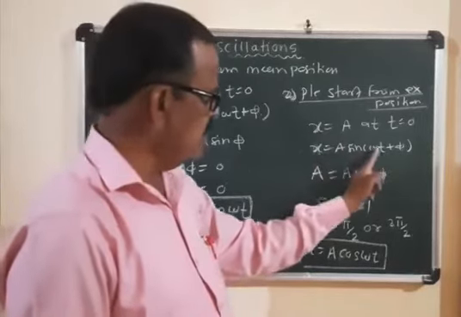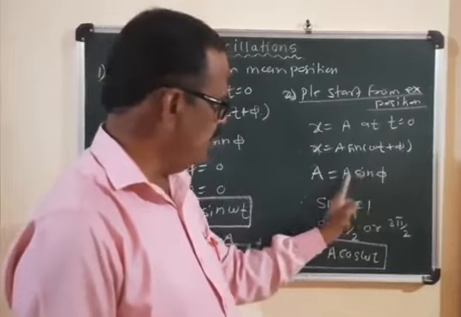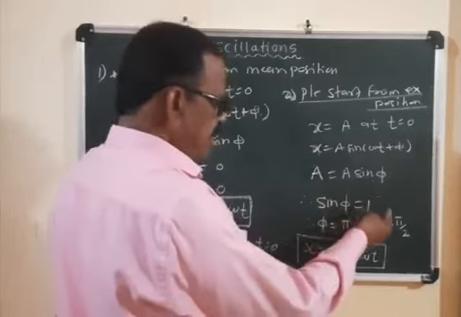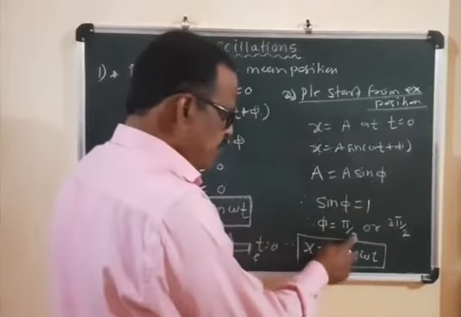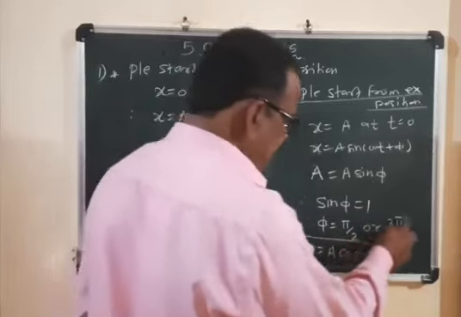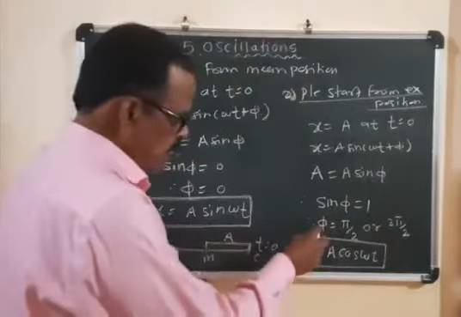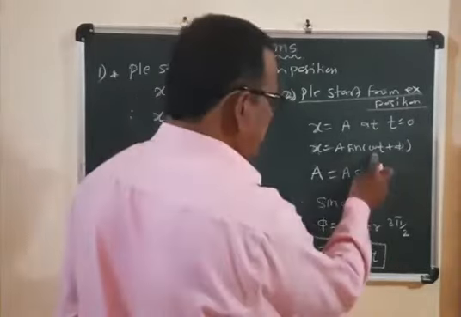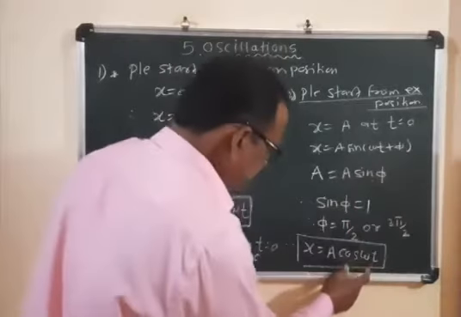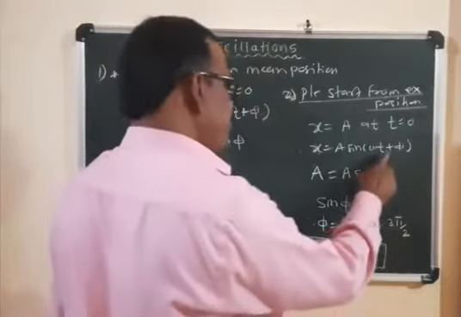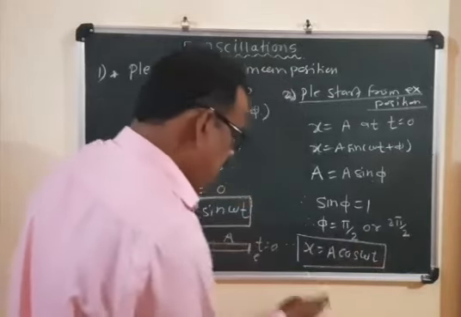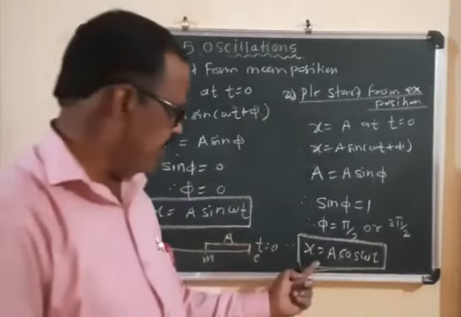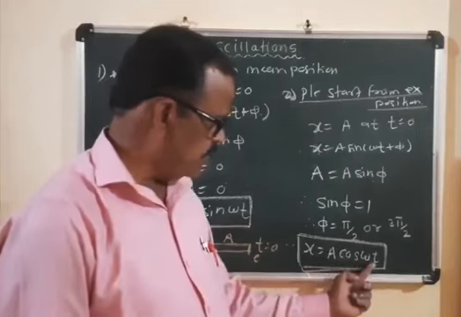This stays as it is, and with t is equal to 0, omega t is 0, so a into sin phi. A gets cancelled. Sin phi is equal to 1. When does this happen? It happens when phi is equal to pi by 2, or we also get it at 3 pi by 2. Therefore x is equal to a into sin of omega t plus phi, which we can write here, and sin of omega t plus pi by 2 means cos of omega t. Thus when particles start from extreme position, the displacement of particle x is equal to a into cos omega t.